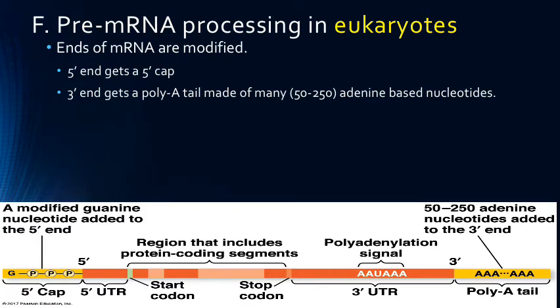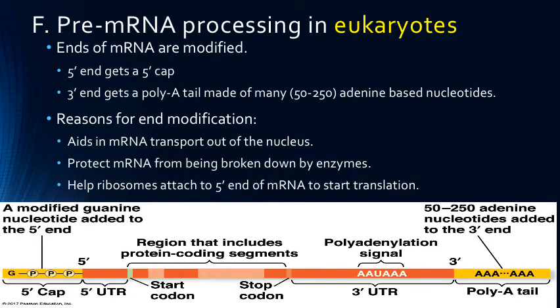So before the messenger RNA leaves the nucleus, the ends of the messenger RNA are going to be modified or edited. The 5' end of the messenger RNA gets a 5' cap. The 3' end gets what's called a poly-A tail, and that is made of many adenine-based nucleotides. So it basically gets a bunch of A's added on to the 3' end. And so on the left-hand side of this picture, you can see the 5' cap. And then on the right-hand side, you can see that string of A's on the 3' tail.